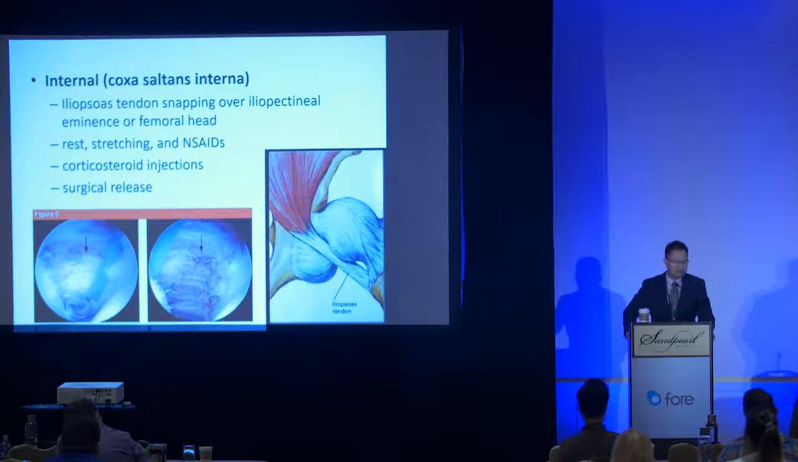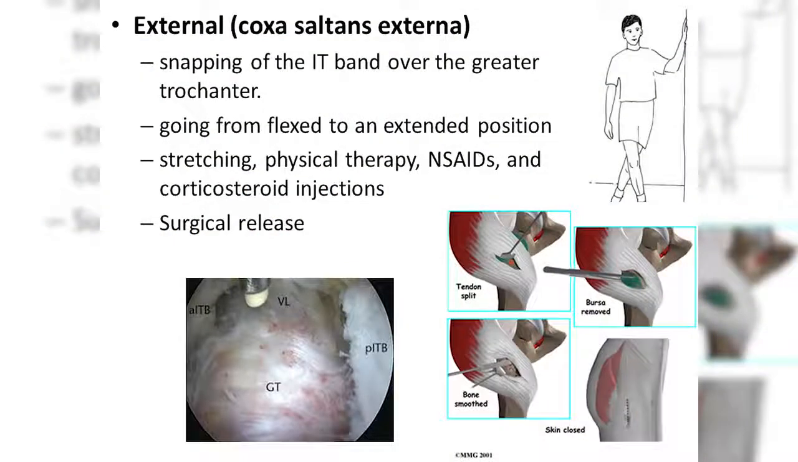Another type of popping could be an external popping, Coxa Saltans externa, and that's usually due to a snapping of the IT band over the greater trochanter.